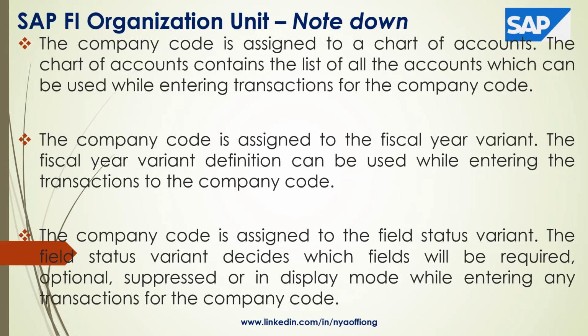A company code is assigned to a chart of accounts. A chart of accounts contains the list of all the accounts which can be used while entering transactions for the company code. The company code is assigned to a fiscal year variant. The fiscal year variant defined can be used while entering transactions for the company code. The company code is assigned to the field status variant. The field status variant decides which fields will be required, optional, suppressed, or in display mode while entering any transaction for the company code.